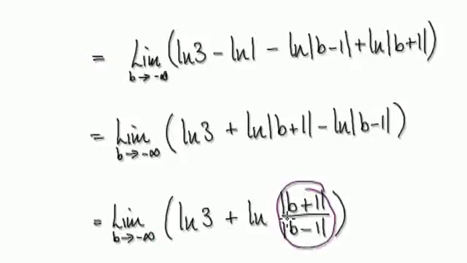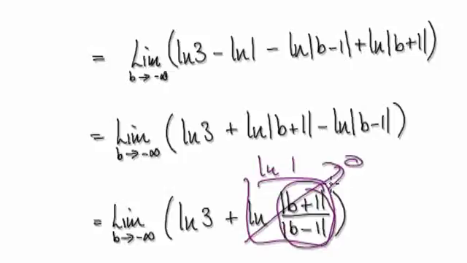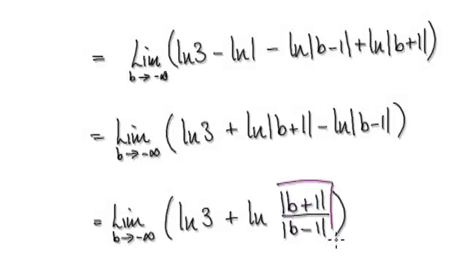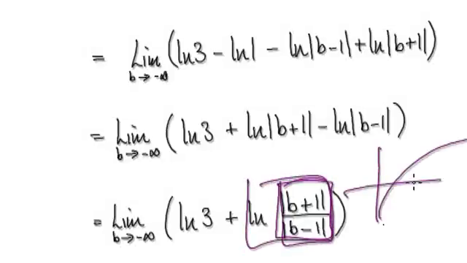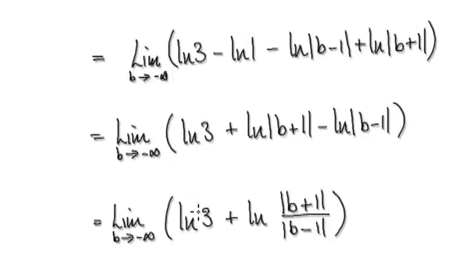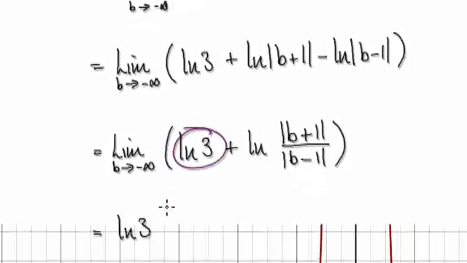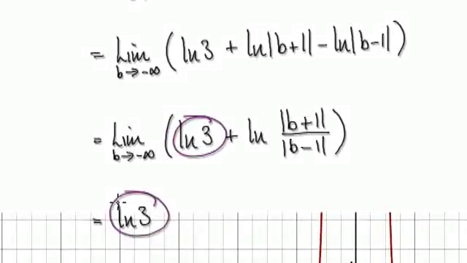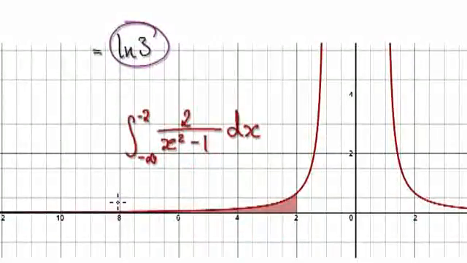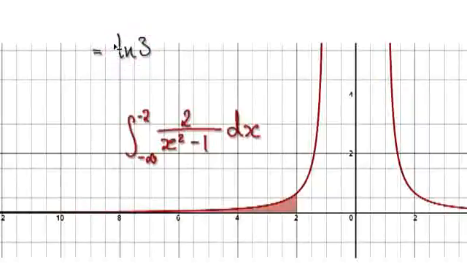Now, if this whole thing is heading towards 1, natural log of 1, then this must be 0. So remember natural log here: if it's heading towards 1, then this whole thing is heading towards 0. So all that's left is really this thing here. So the area is given by the natural log of 3. So this area here is given by this. Okay.